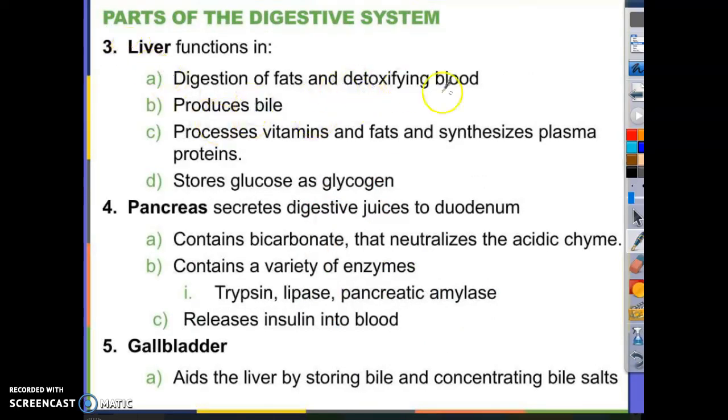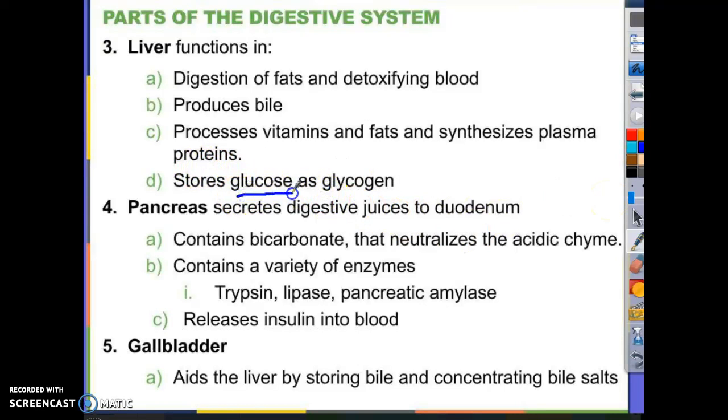So we kind of talked about this already. For filtering the blood, the liver is important in that filtration process, and for digestion of fats. It produces bile, which doesn't generally release right from the liver. It goes into the gallbladder, which is this sac-like organ attached to the back of the liver. There's also some vitamins and fats and synthesis of some plasma proteins.